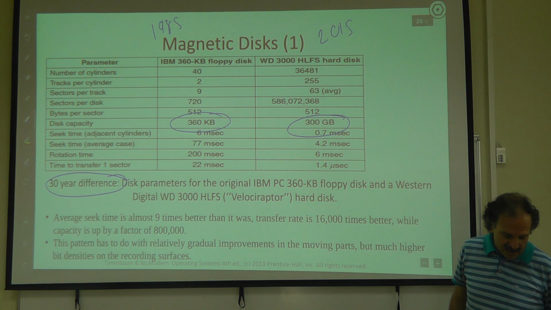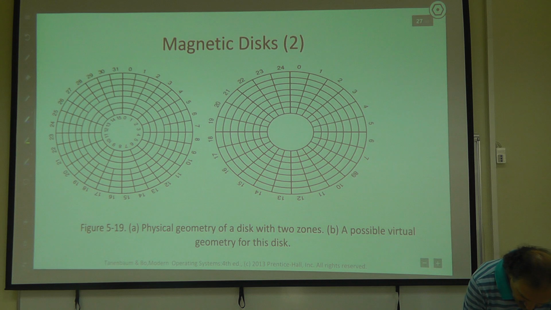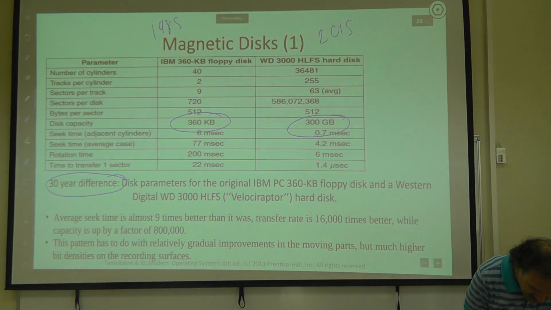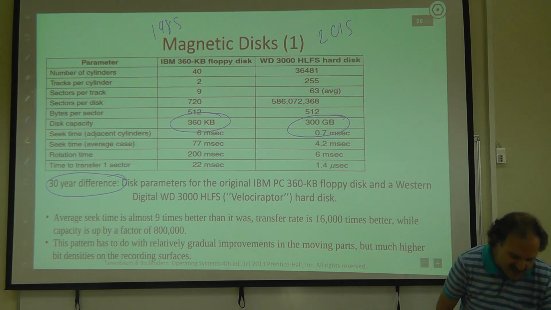Sectors per track. These are the tracks. This is a track, and these are the sectors. Each one is a sector. This is a sector, and this is a sector. So sectors per track is 9 for the 30-year-old floppy drive, and this one is 63 average.